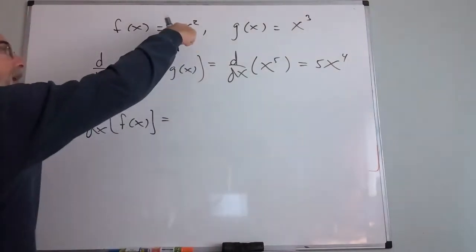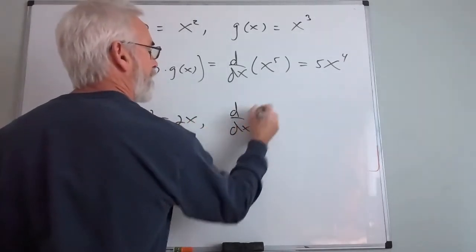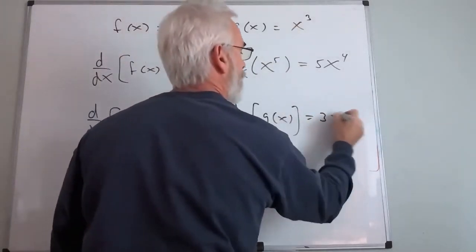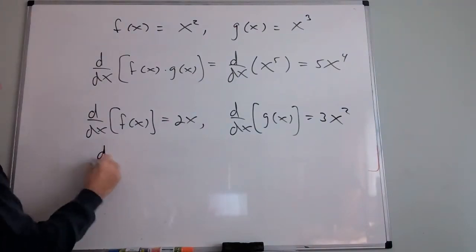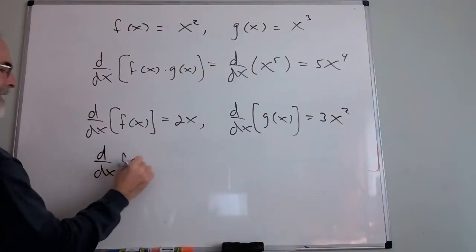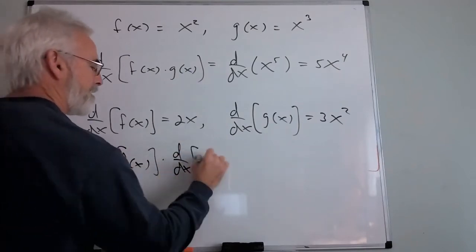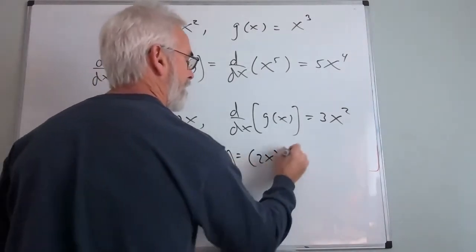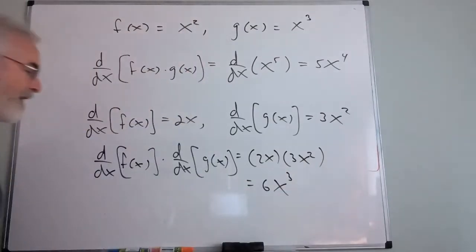So secondly, what if I said the derivative of f of x, that which is f prime of x? Well, won't that be 2x? And if I ask for the derivative of g of x, won't that be 3x squared? So now, what's the derivative of f of x times the derivative of g of x? Well, that would be 2x times 3x squared, which is equal to 6x cubed.